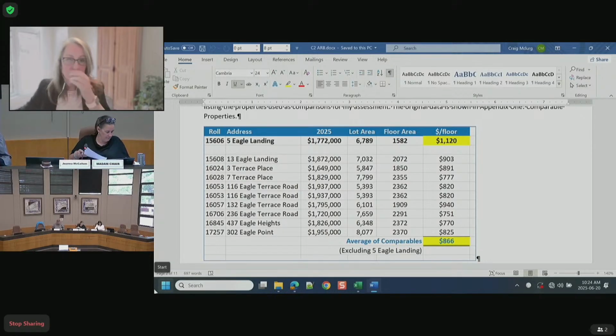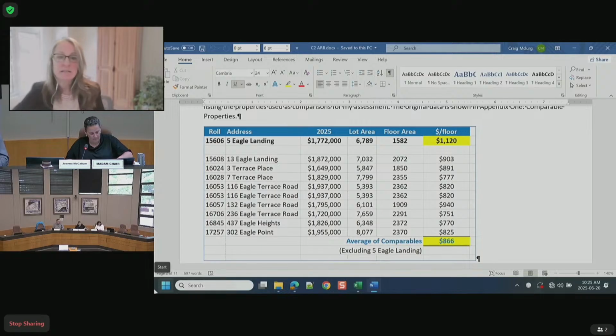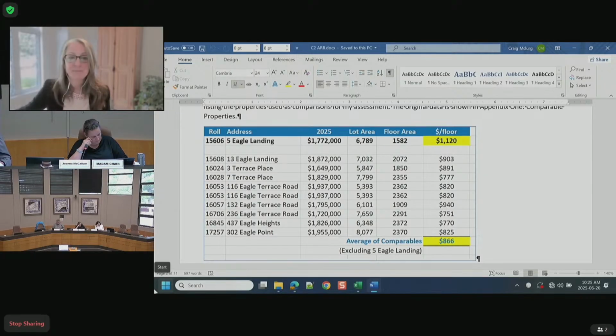Sure, thank you. So today I'm going to present and demonstrate to the board that assessments must be prepared annually, that the valuation standard applied is market value as of July 1st, 2024, and that assessments must be prepared in a fair and equitable manner.